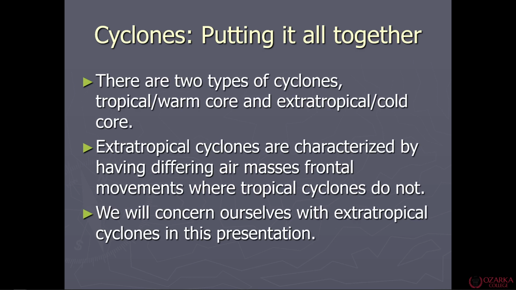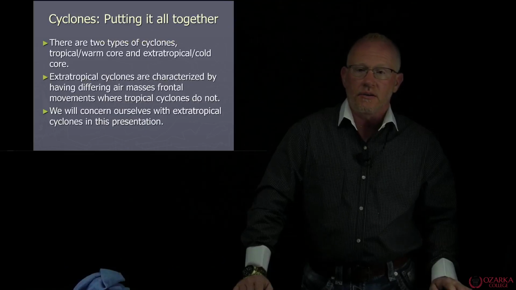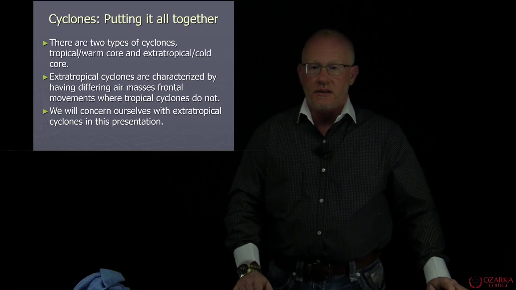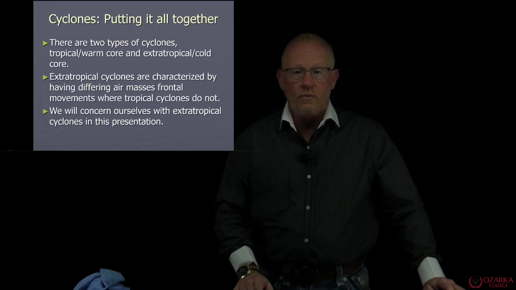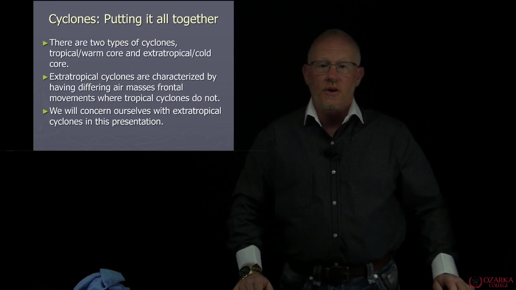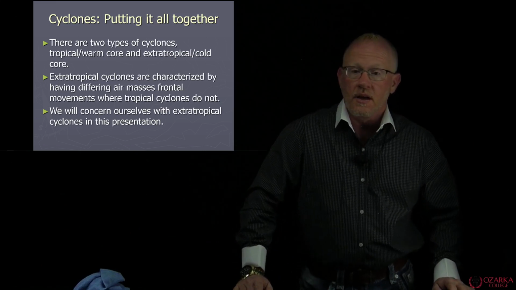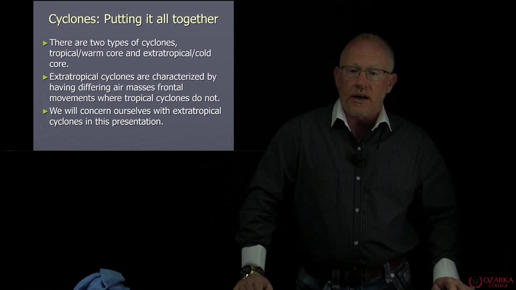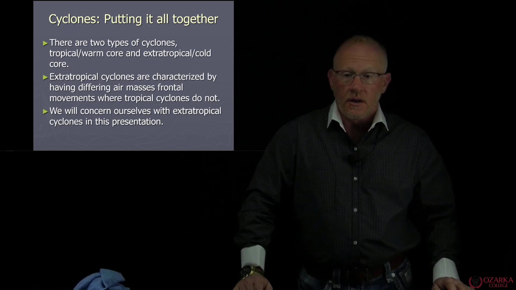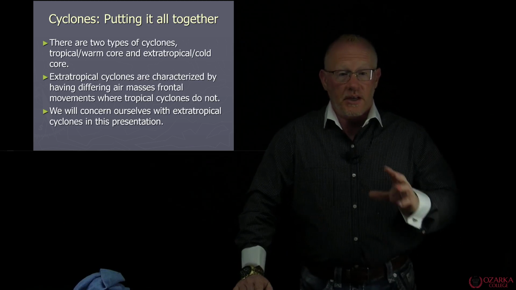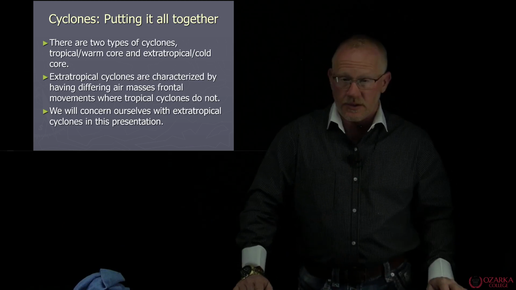So let's talk about cyclones, and let's start putting this all together, okay? There are two types of cyclones. There's tropical, which is a warm core, and extratropical, which is a cold core. Extratropical cyclones are characterized by having different air masses and frontal movements, where tropical cyclones do not. We will concern ourselves with the extratropical cyclones in this presentation, okay?